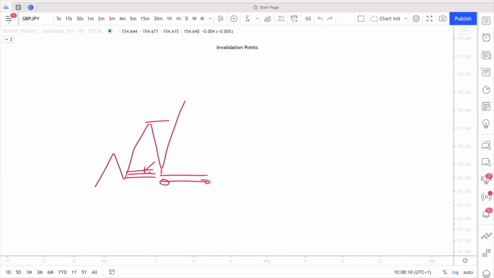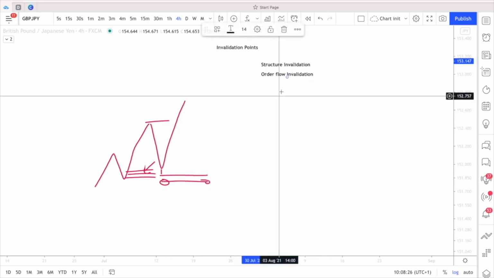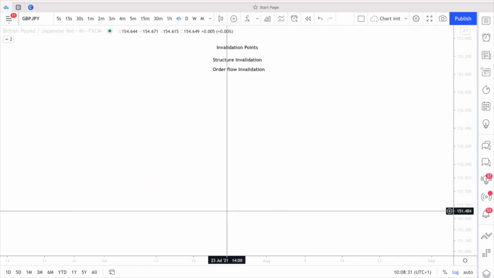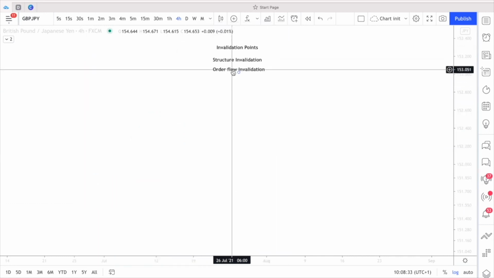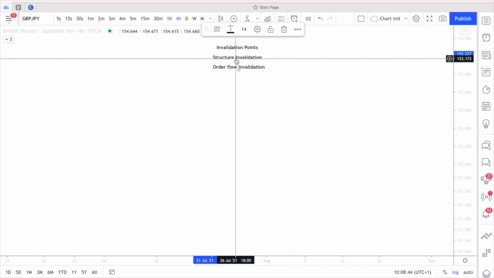So we have our structure invalidation point, and we have the order flow invalidation. There's not one that's better or more important than the other. They're both important, but understanding both of them is key. Order flow is more so giving you the idea of where to safely put your stop loss, whereas structure is telling you the direction, and it will invalidate the direction you're looking at if it breaks structure.